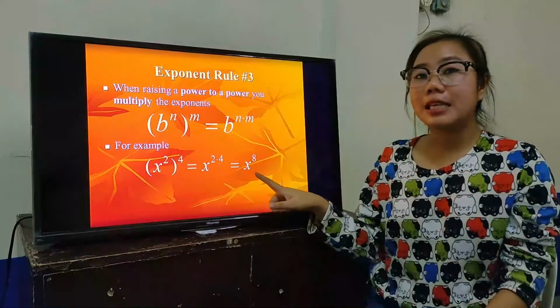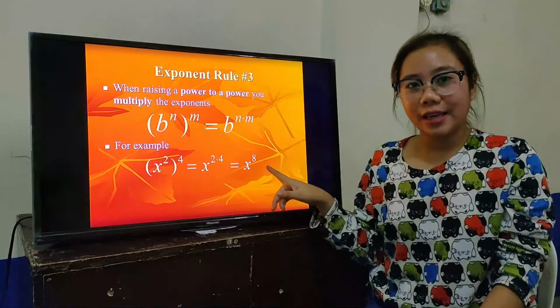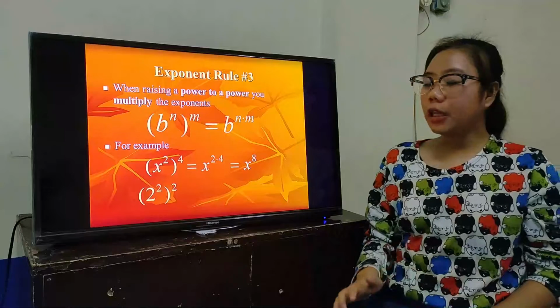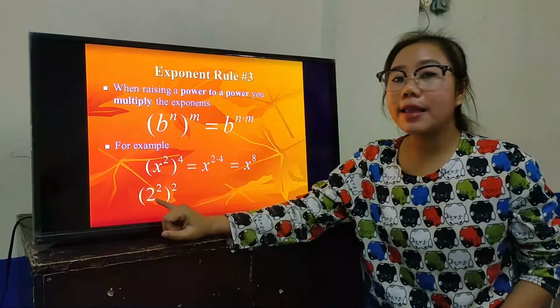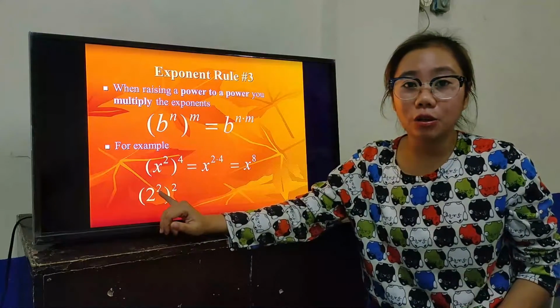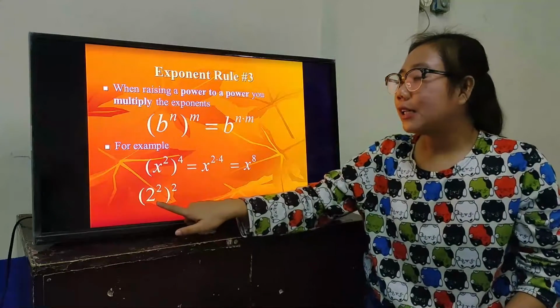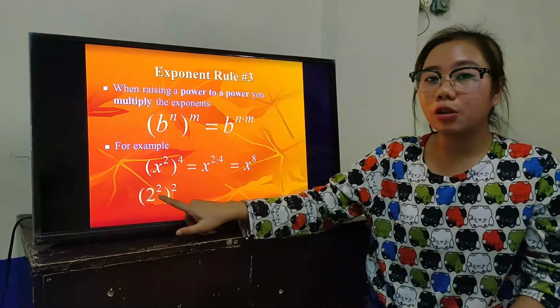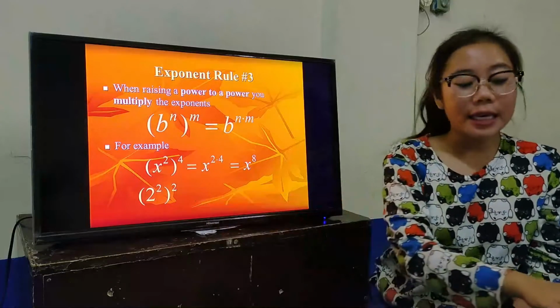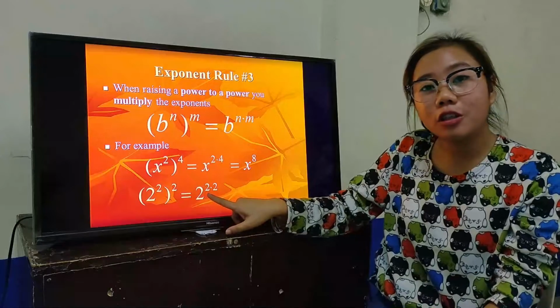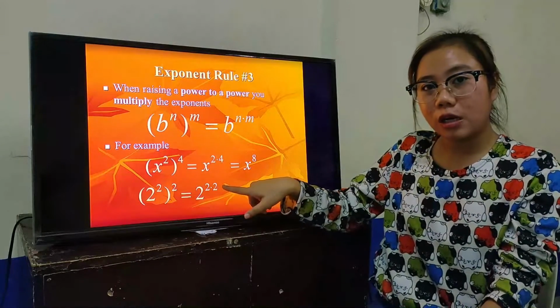The answer is x raised to 8. Okay, so let's try another example. We have the quantity of 2 raised to 2, to the power of 2. Again, the quantity of 2 raised to 2, to the power of 2 equals 2 raised to the power of 2 times 2.